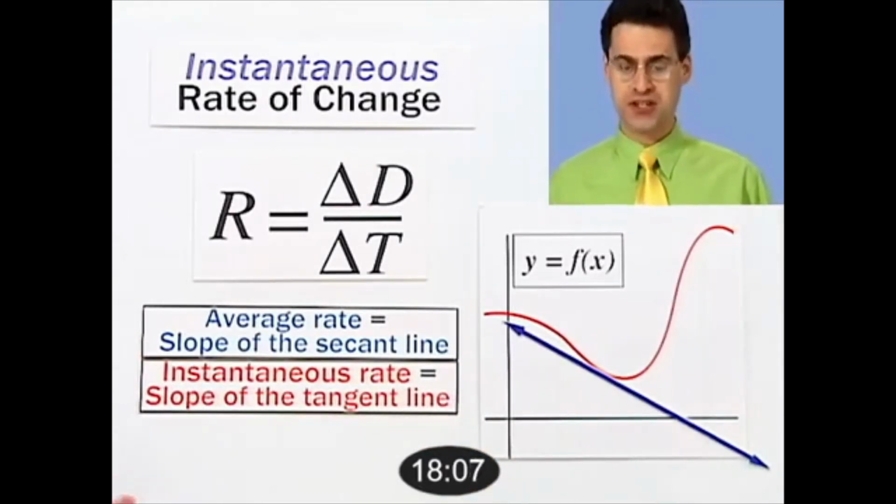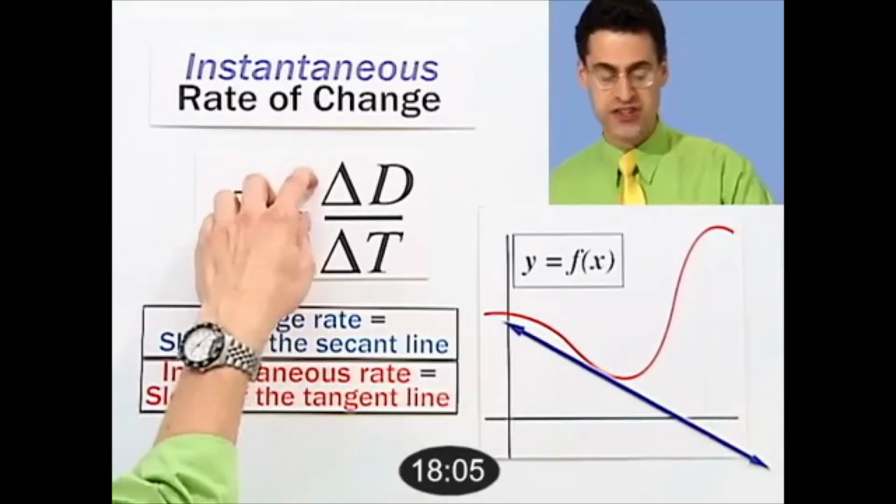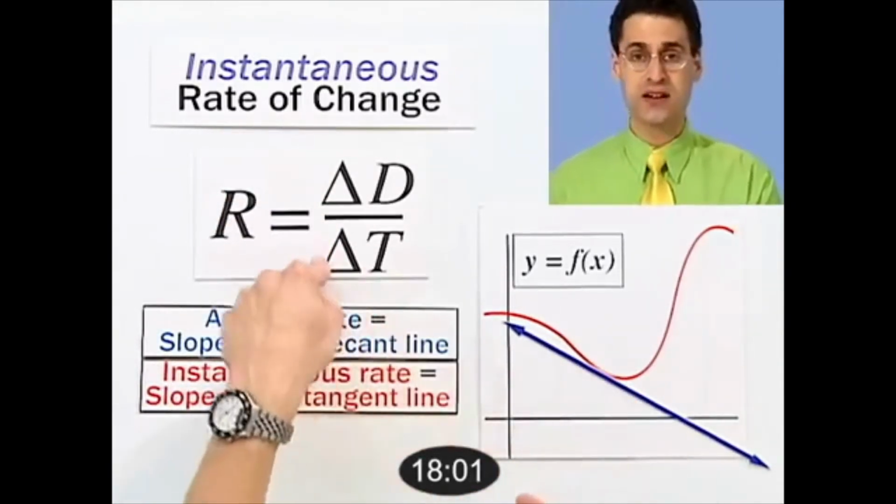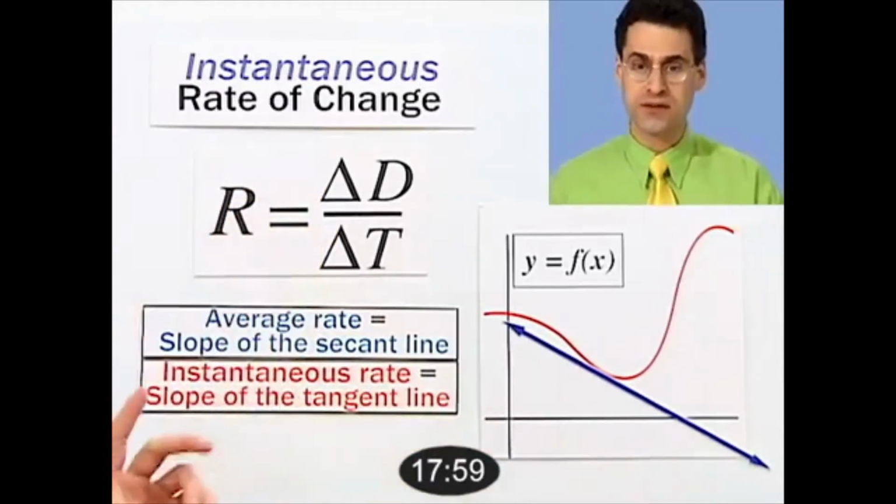Well, what's the slope of the tangent line? It's change in y over change in x, change in distance over change in time. But now the change in time from that point to itself is 0. 0 over 0. So I'm getting 0 over 0, which is complete garbage, and that is a big problem. Our first major problem of the course.